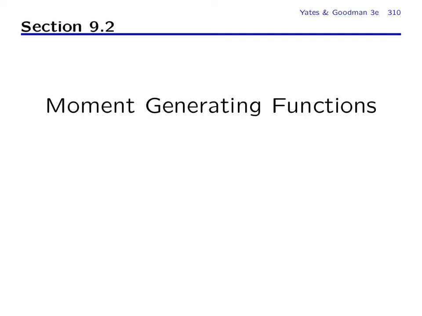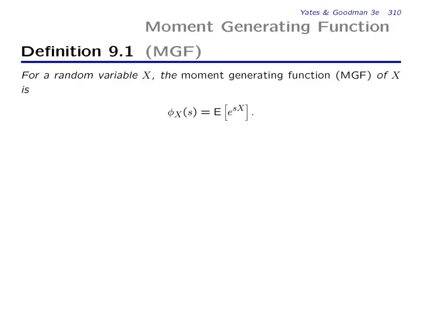We now move on to moment generating functions. As you might guess from its name, a moment generating function allows you to calculate the moments of a random variable. In fact, the moment generating function, or MGF, is an alternate description equivalent to a PDF or a PMF. For a random variable X, we define the moment generating function as a function phi with a subscript capital X of a parameter s, and it's the expected value of e to the s times X.